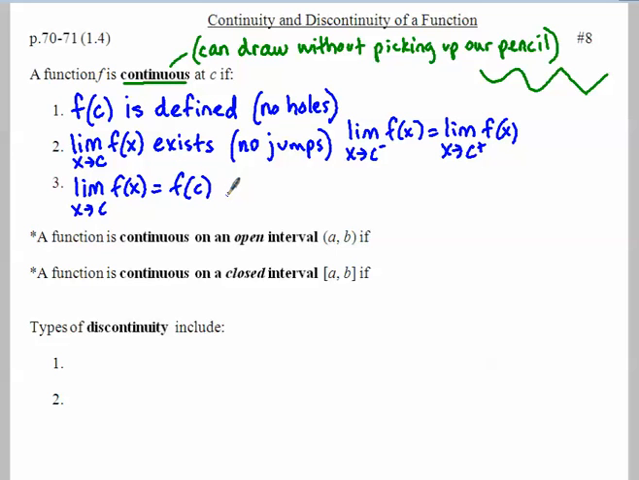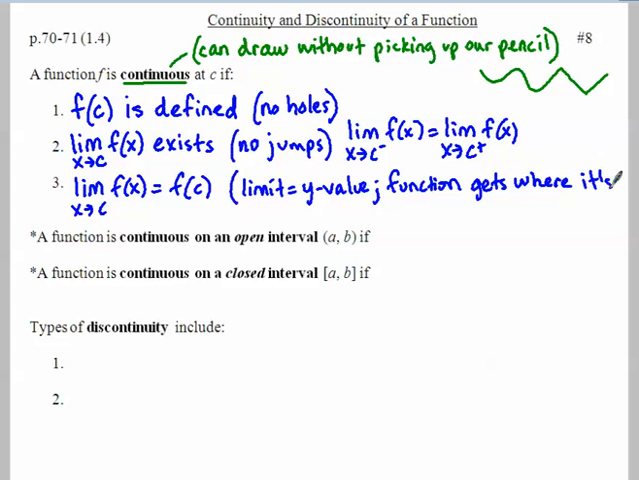So we've always said that the limit means where the function is headed. It doesn't actually have to get there. Well, for a continuous function, yes, it does. The function has to get there. So the limit equals the y value, which means the function must get where it's going, has to reach that point.